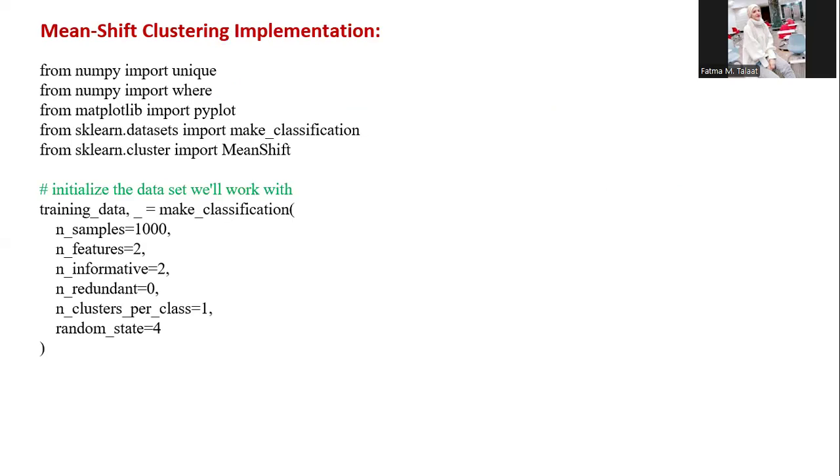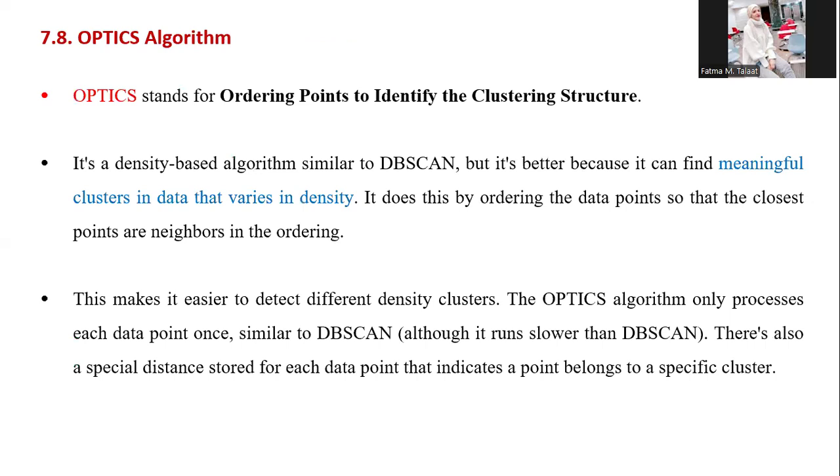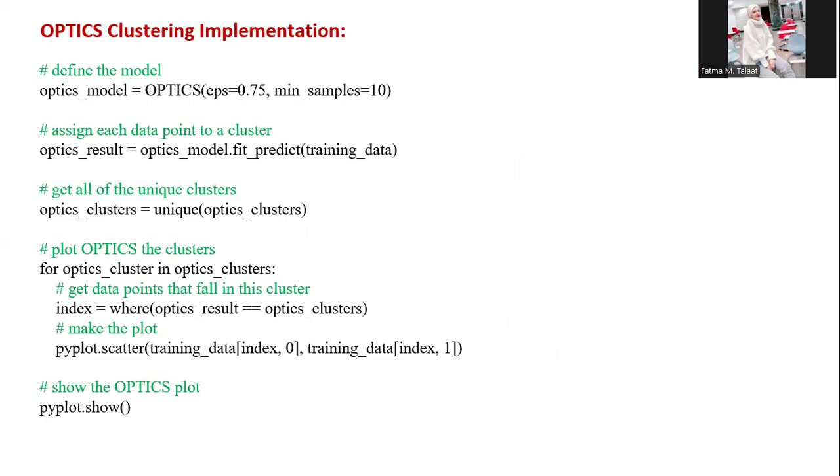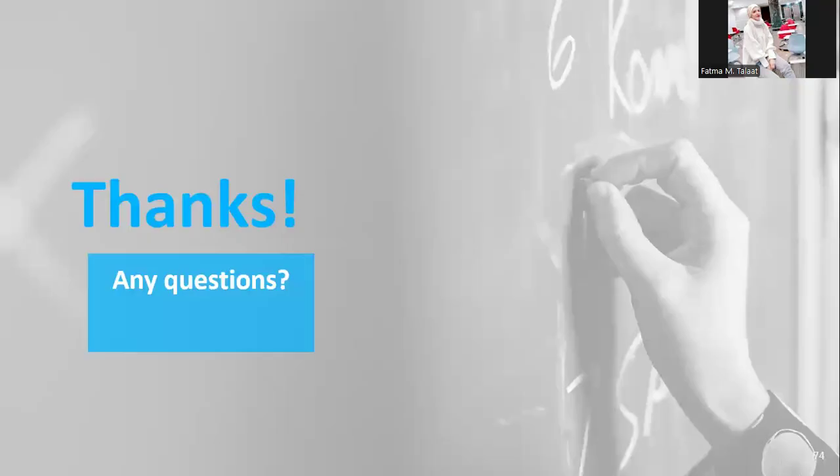This is its implementation. And the OPTICS algorithm, ordering points to identify the clustering structure, finds meaningful clusters in data that varies in density. This is its implementation. Thank you.